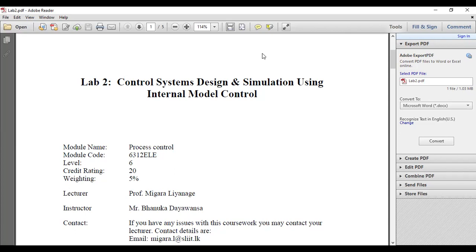We are not going to discuss the feed forward. Then there's ratio control that you can read the theory on, but what we are focusing on here is the internal model control, right?